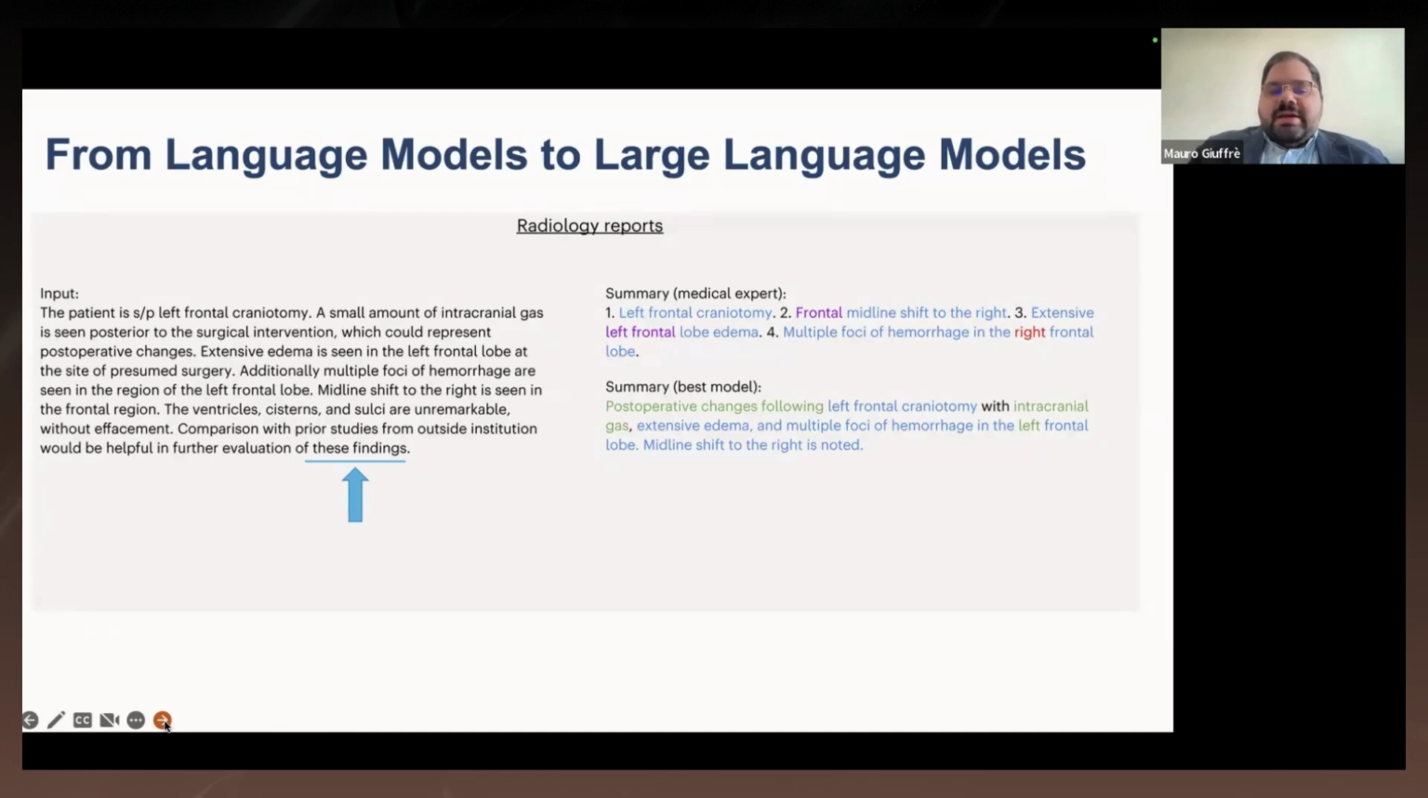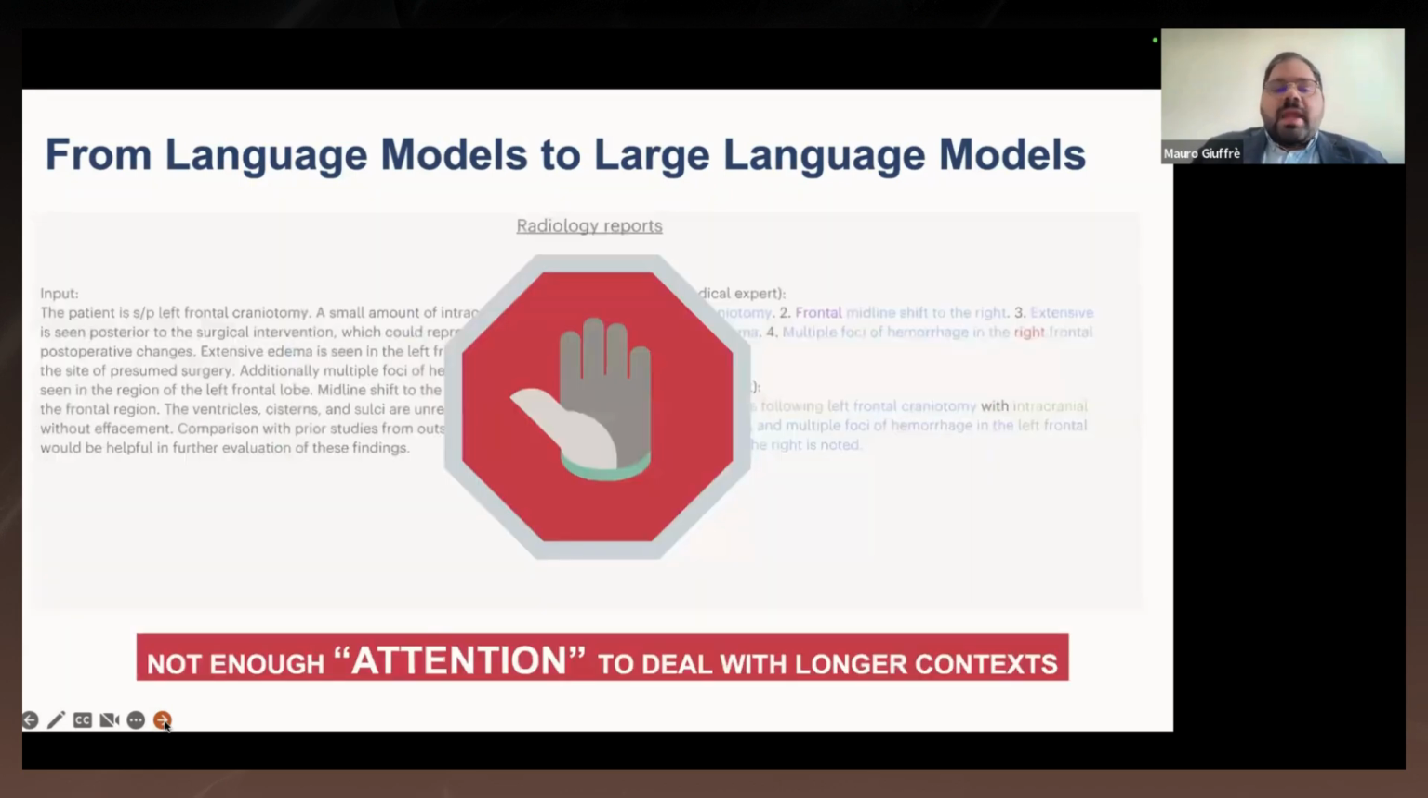And you will think it's impossible to do such a thing by accounting for just the last word of a very long context. You cannot write a report using only the words "these findings," which are the last two words, for example, in this report. And large language models were created with the idea that rudimentary language models don't have enough what we call attention to deal with longer context.